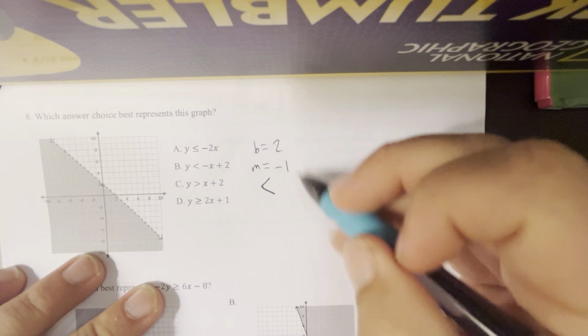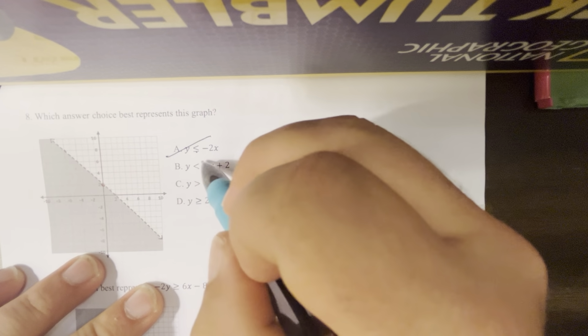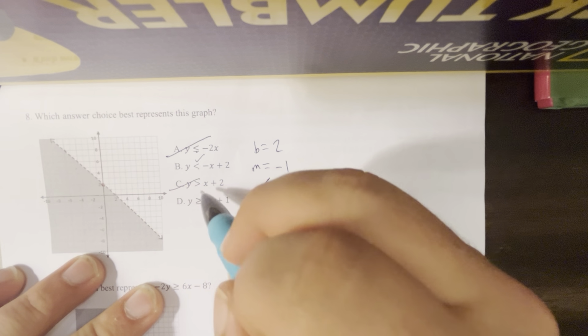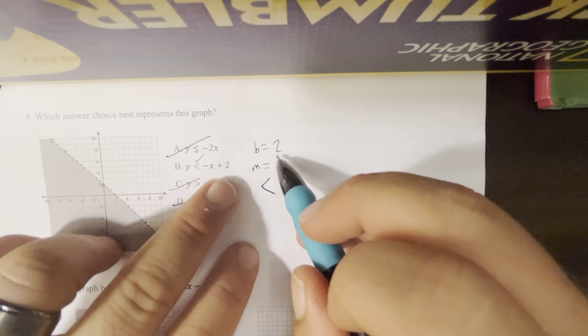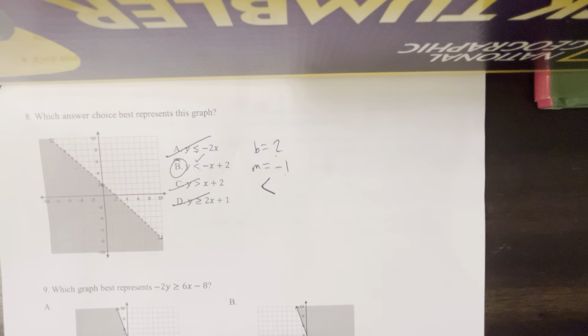So these are the 3 things that we're going to look for. Less than or equal to, I just want less than. Less than, that's good. Greater than, nope. Greater than or equal to, nope. I can already tell it's this, but also the slope is -1. The y-intercept is 2. B is the correct answer.